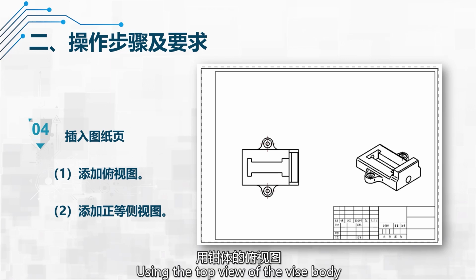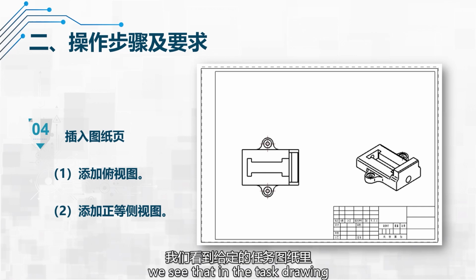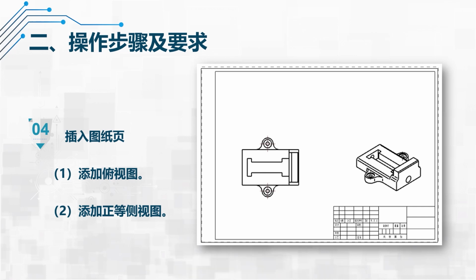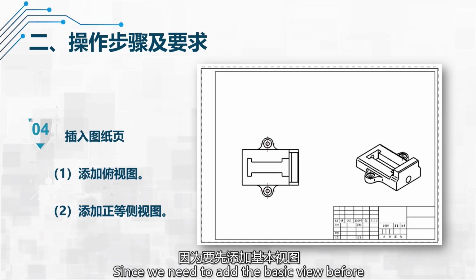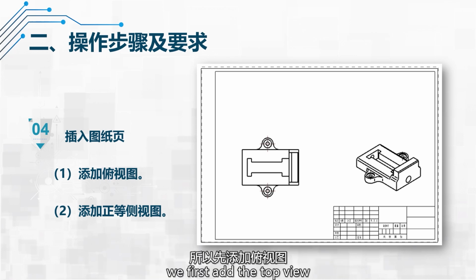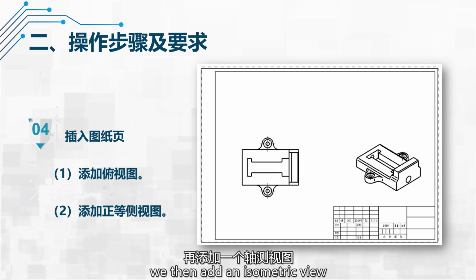Using the top view of the Vise body, we see that in the task drawing, the main view is a section view, and the top view is a basic view. Since we need to add the basic view before adding section views and other views, we first add the top view. After placing it correctly, we then add an isometric view.